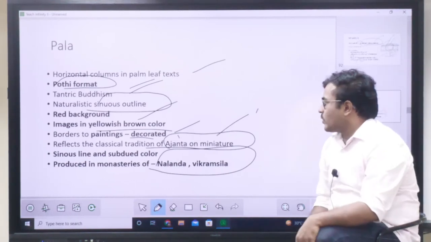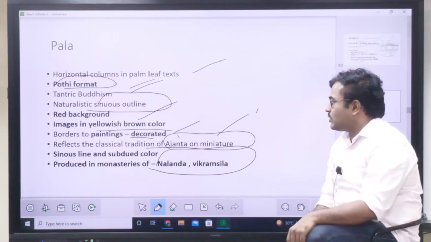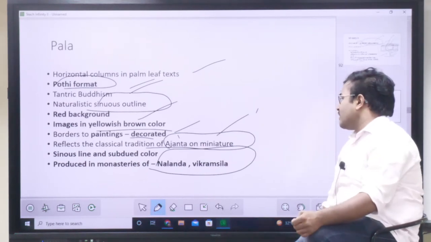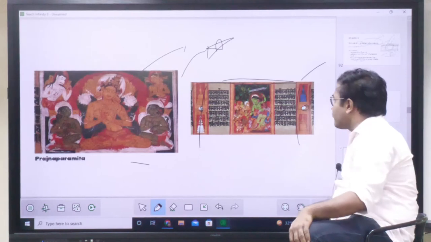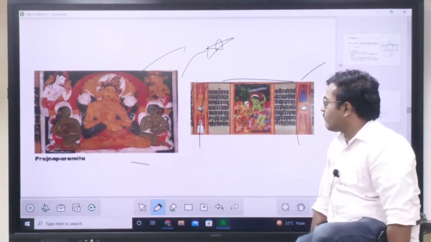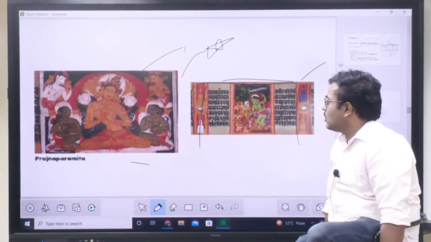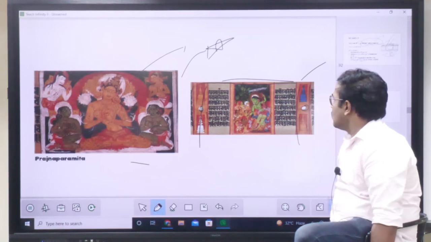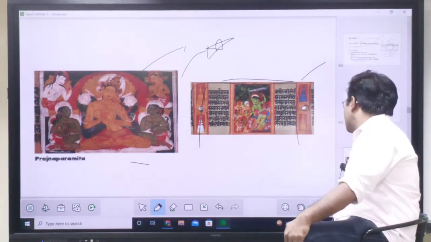The format: decorated, naturalistic sinuous line, tantric Buddhist themes, red background. This is known as the Pothi format, with ornamentation and oval stylized images.